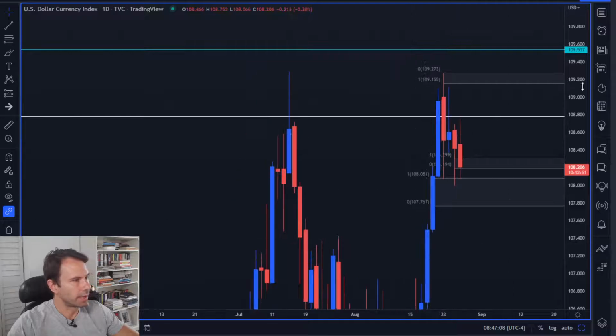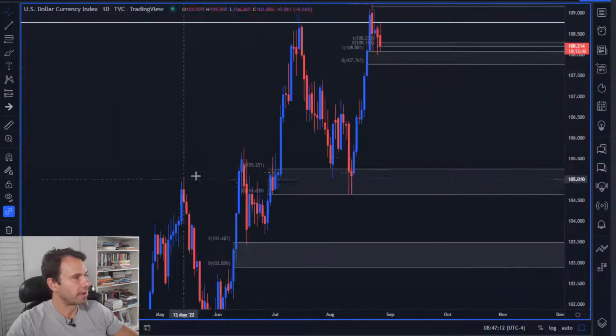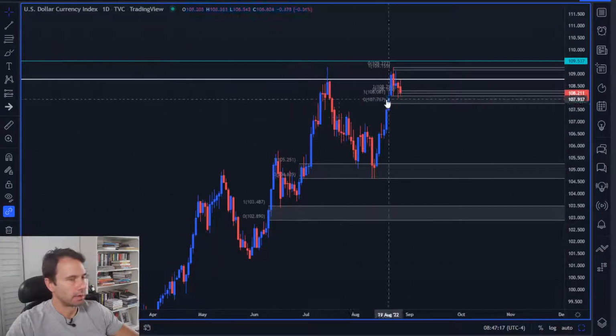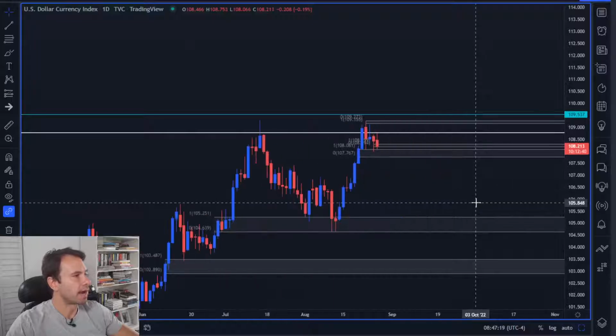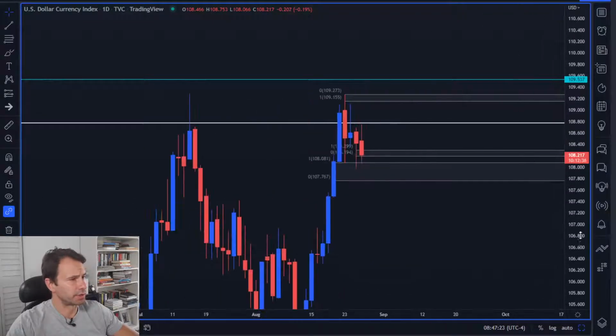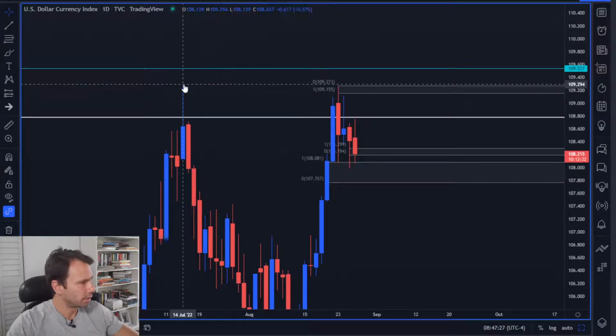Here we can see how the dollar has been in a run up this entire year. It is a very strong asset, in an uptrend, and right now we're just retracing from the highs created. Actually, the highs were created on July 14th. I think that's the day the market bottomed.